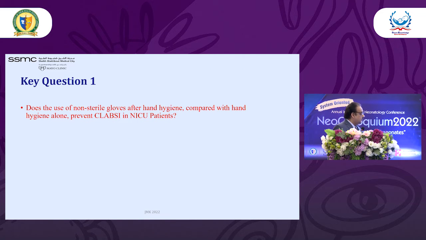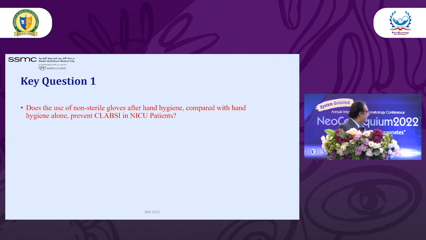Now I will go through these questions very quickly so you understand all this. Does the use of non-sterile gloves after hand hygiene, compared with hand hygiene alone, prevent CLABSI in an ICU patient? So what do you think about that? Let's say you are handling a line, you have done hand hygiene, and then you put on gloves. Is there any recommendation on that? It is not the insertion I'm talking about. After the insertion, when you're handling the line, giving antibiotics, giving something.